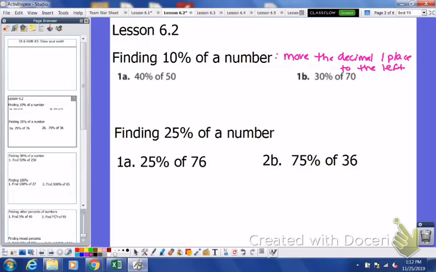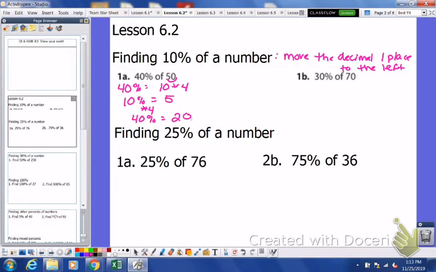If we look at the first one, 40% of 50. So our 40% would be the same as our 10% times 4. So 10% of 50, if we move that decimal once, would be 5. So then times 4 for our 40%, 4 times 5 gives us 20. So 40% of 50 would be 20.